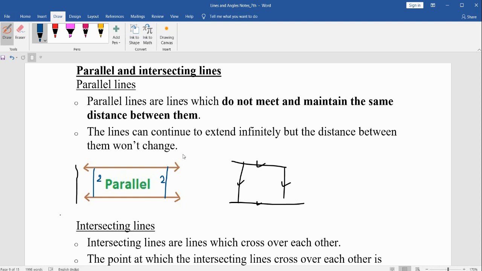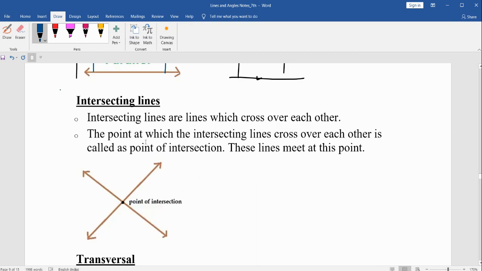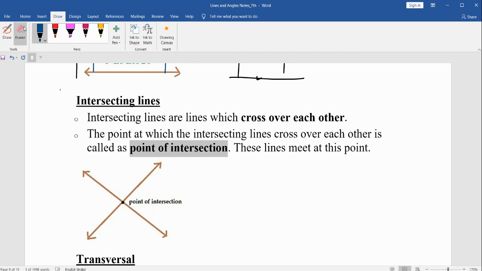So these are parallel lines. Now let's talk about intersecting lines. Again, intersect means cross each other. So intersecting lines are lines which cross over each other. The point at which these intersecting lines cross over is called the point of intersection. In this figure, this is your point of intersection.